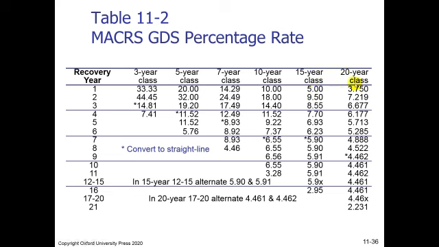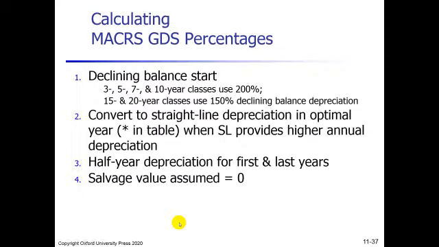And then, of course, they also still have the half-year convention in year 1 and in the last year. So this we'll get into in the next few slides, exactly how those percentages were calculated. But what you just need to know is that for the classes that are 3, 5, 7, and 10 years, you do use the double declining balance. That's 200%, or the 2 over n. 15 and 20, as I just mentioned, has 150% declining balance, so that's where you get 1.5 over n.